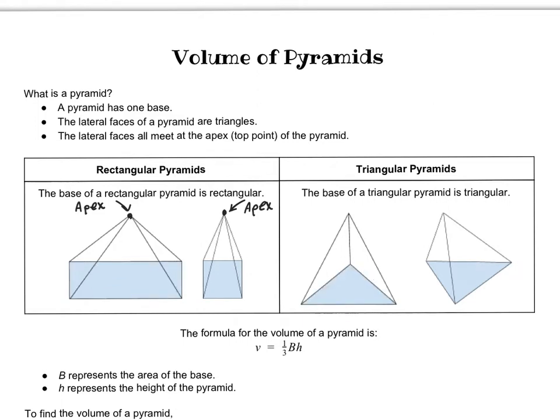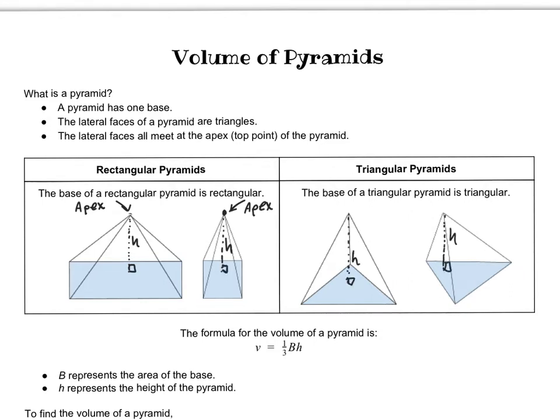And we measure the height of a pyramid by starting at the apex and going straight down to the center of the base. The height is perpendicular to the base, meaning it forms a right angle with it. And so the height is just straight up and down. It's the distance between the base and the apex. So now I've drawn the heights of these pyramids on them.